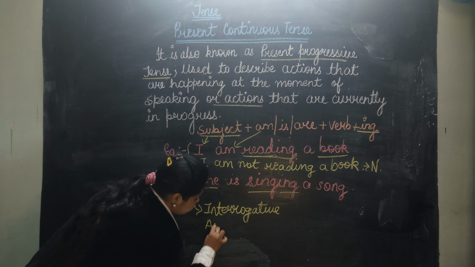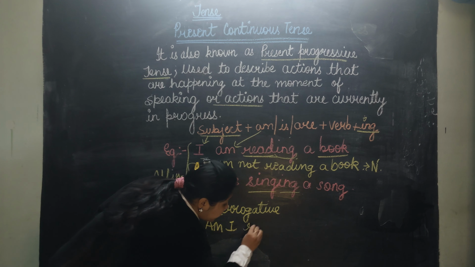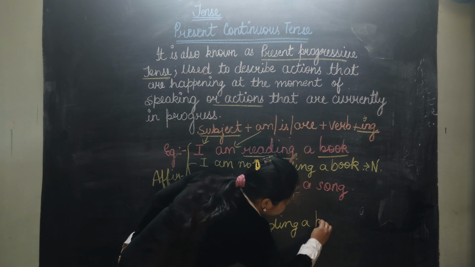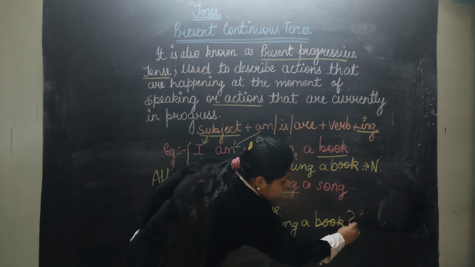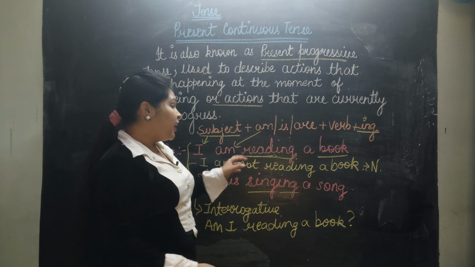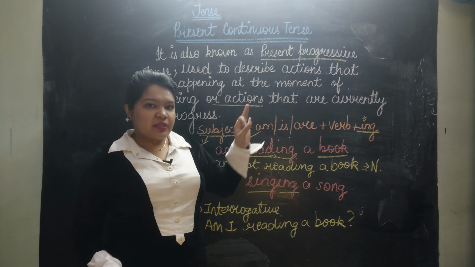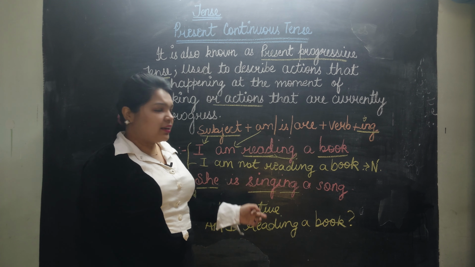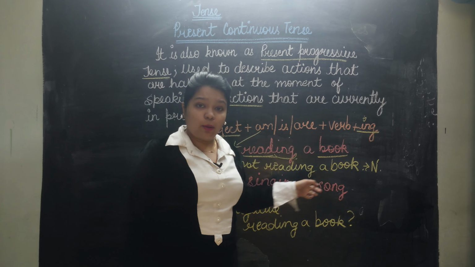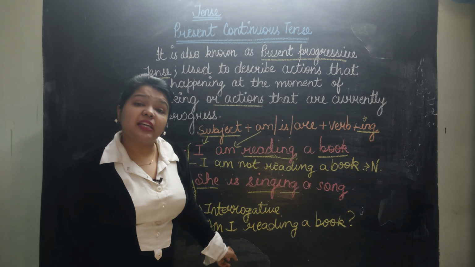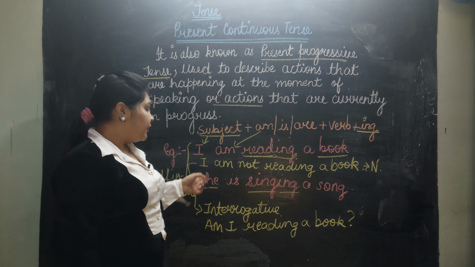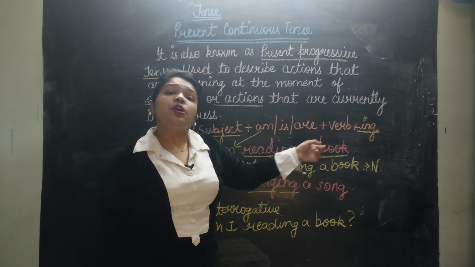Now if I change it into an interrogative sentence, what will be the answer? Am I reading a book? Now it will end with the question mark. So what will be its answer? Yes, I am reading a book. So we have learned three forms of these sentences: positive sentence, that is affirmative sentence, then negative sentence, and the third one is interrogative sentence in learning of the present continuous tense.